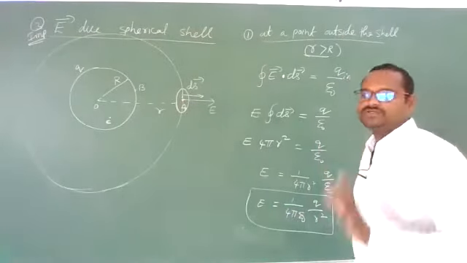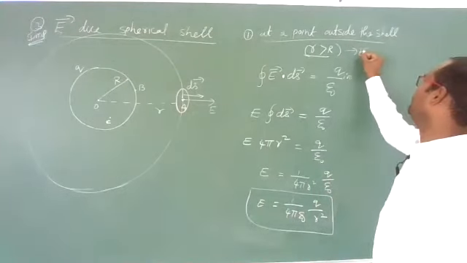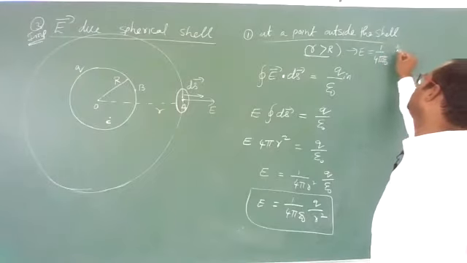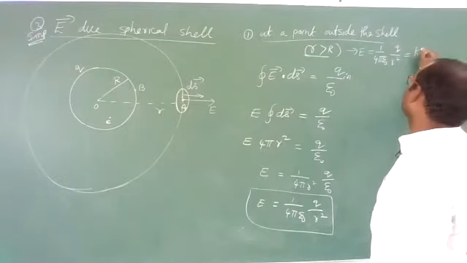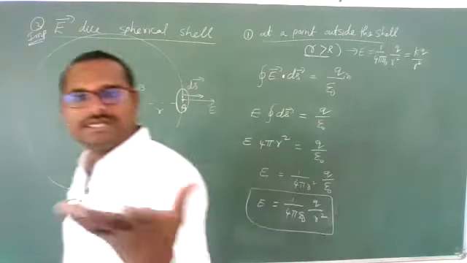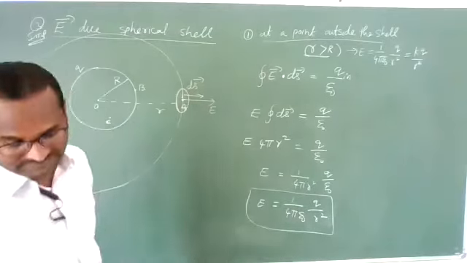So for an outside point, the electric field is 1 by 4 pi epsilon naught Q by r square, or it can be written as k Q by r square, since 1 by 4 pi epsilon naught is k.